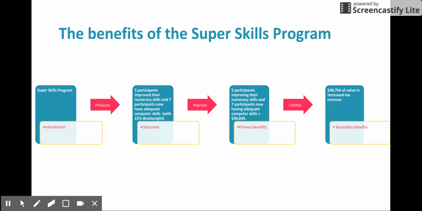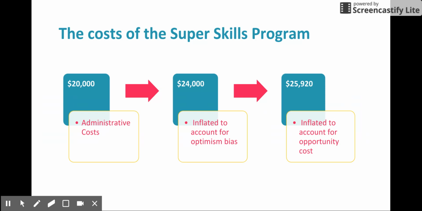$38,604 to the individuals. The program also creates $48,764 of value to the government because of the increased tax revenue when the participants go into jobs and use their newly acquired skills. This is a great result for the Super Skills program, but Linda really wants to compare how much benefit the Super Skills program brings in total compared to how much it costs.